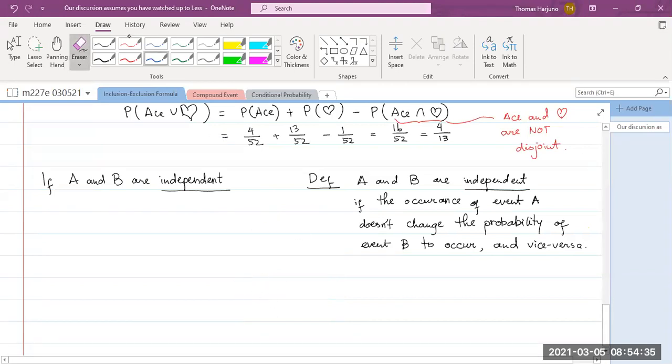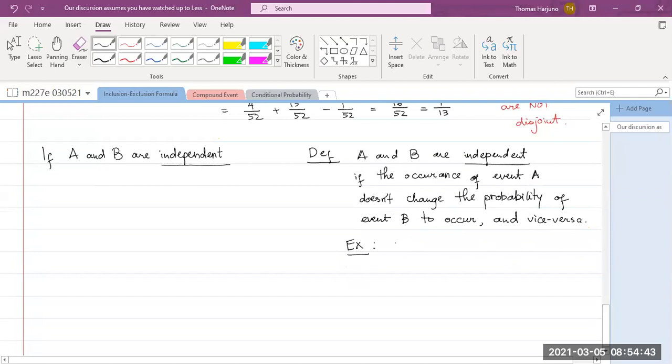Now, a little example of independence case. Let's say Thomas tosses a fair coin, and Tim, let's say, rolls a fair die.